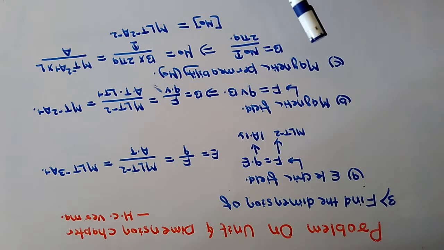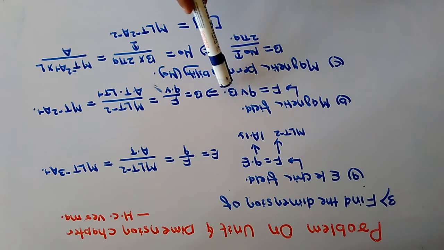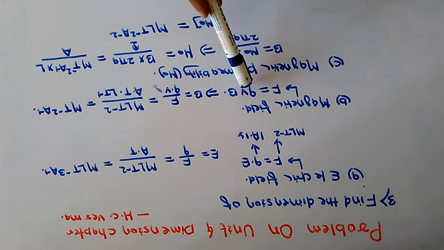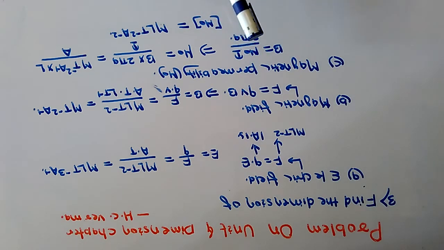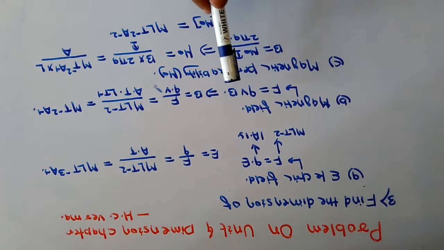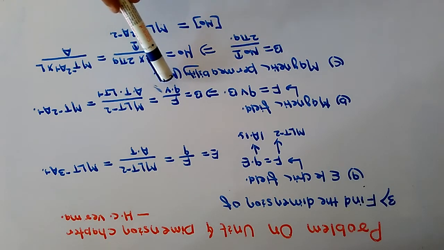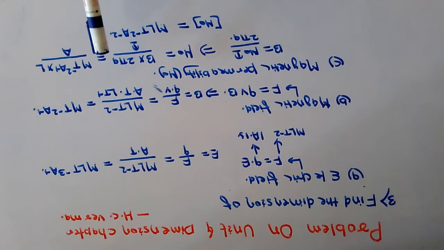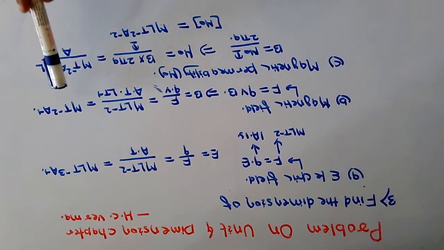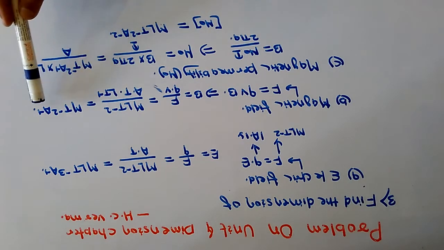And for the magnetic field, F equals QVB. Q is the electric charge, having the unit coulomb, defined as the charge transported by a constant current of 1 ampere in 1 second. V is the velocity, and B is the magnetic field. So B equals F upon QV. The dimension of F is MLT^-2, Q is A into T, and that of V is LT^-1. So in this way we have calculated MT^-2 A^-1.